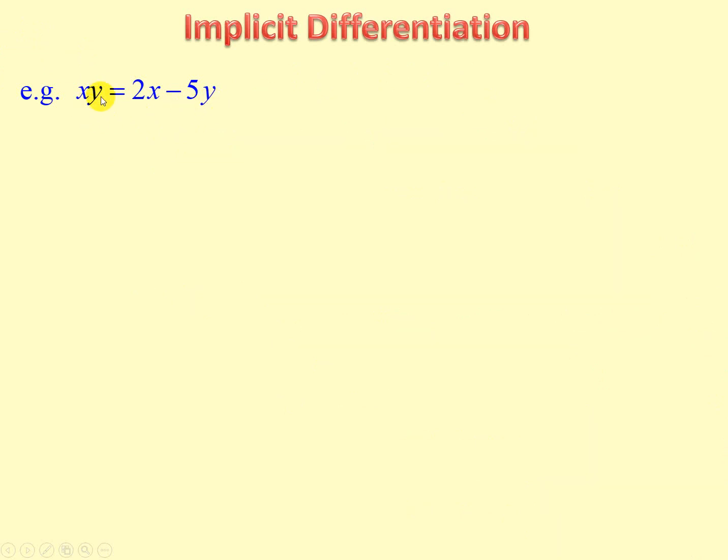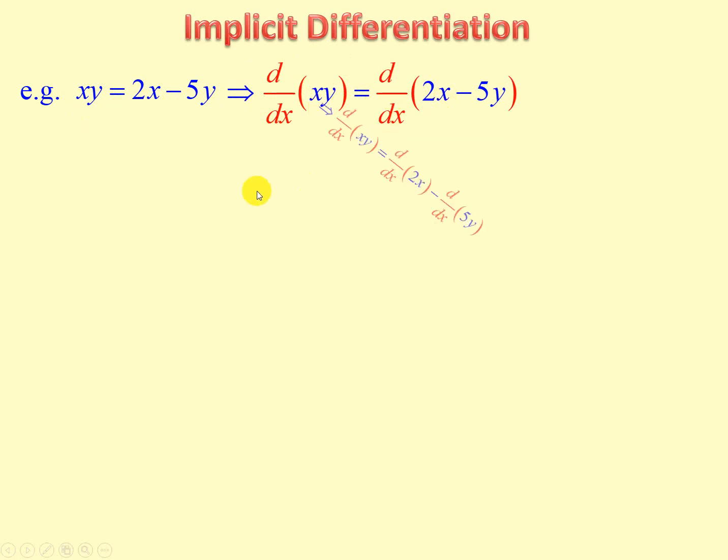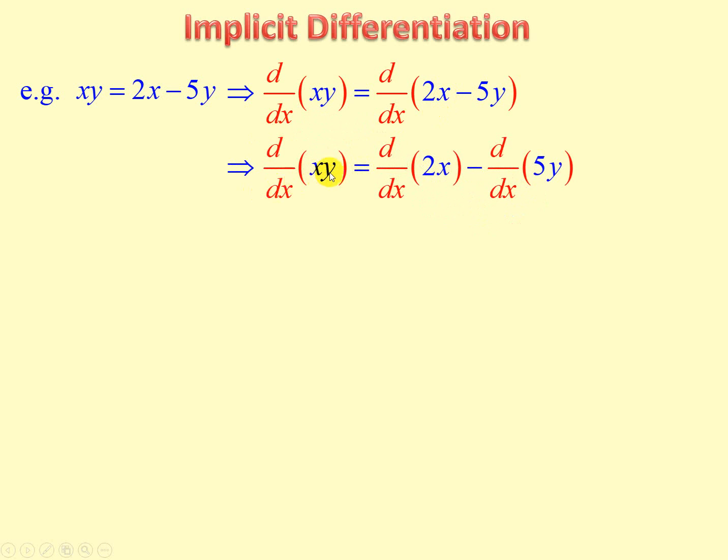Now, we can write in terms of y. Again, we can make y the subject of the formula, but let's use implicit differentiation. So what I'm going to say is derivative of the left equals derivative of the right. Now, I'm going to differentiate the left, and I'm going to differentiate the right. So derivative of xy equals derivative of 2x minus derivative of 5y.